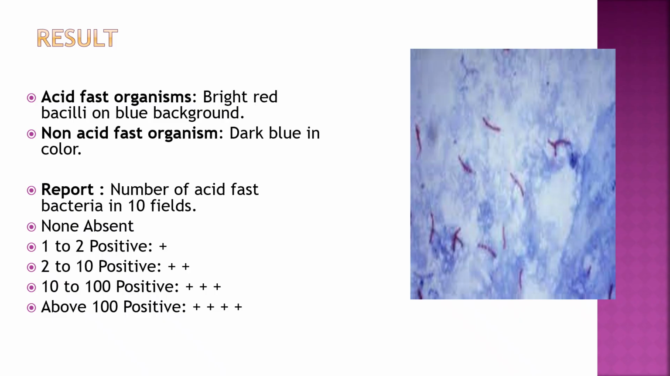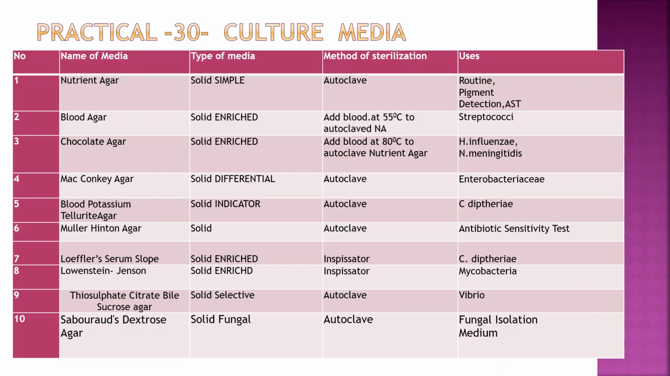cells if you count, no bacteria, it is absent. 1 to 2 bacteria, then it is 1 plus. 2 to 10 bacteria, it is 2 plus. 10 to 100 bacteria, it is 3 plus, and more than 100, many clumps if you see, it is 4 plus. So this is a reporting system.